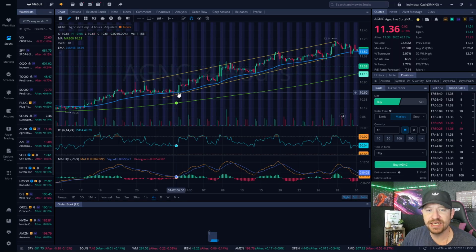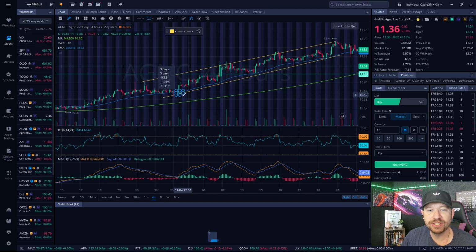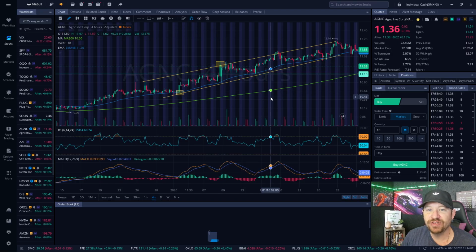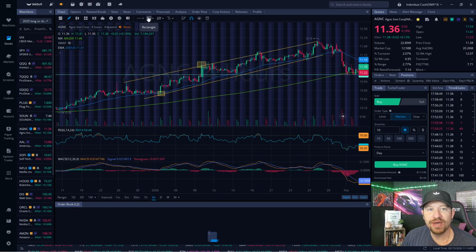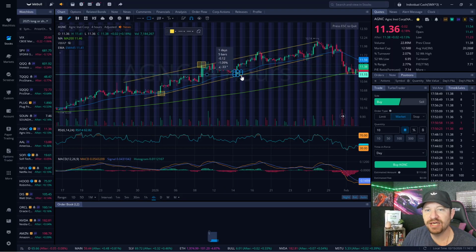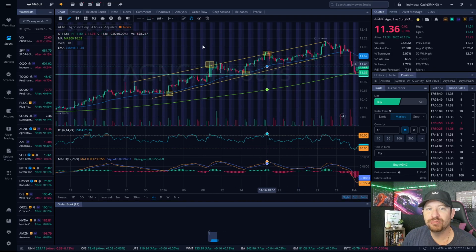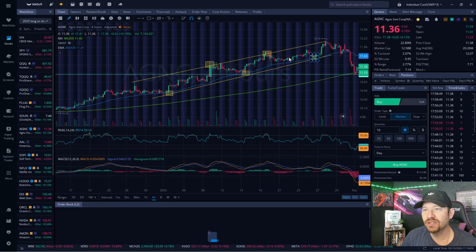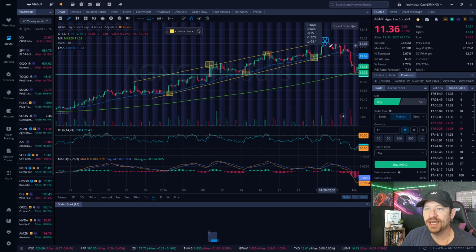Buying down at, say, $10.60, selling, let me illustrate that here for you with the boxes. Buying there and then selling here at $11.50, waiting for it to come back down, buying again at maybe $11.20, selling when it pushes up to $11.80, waiting for it to sell off back down to this trend line here around $11.60, and then selling at $12.44.